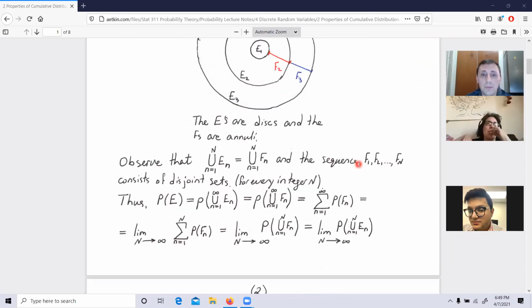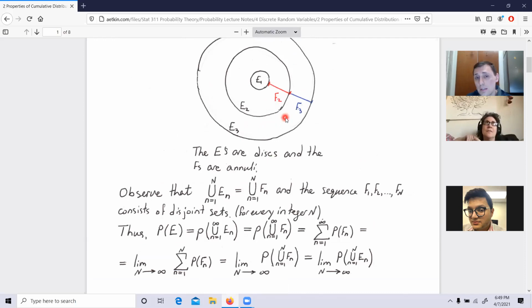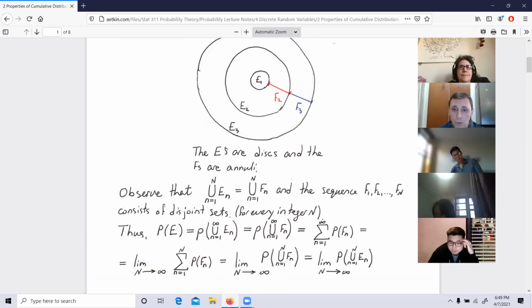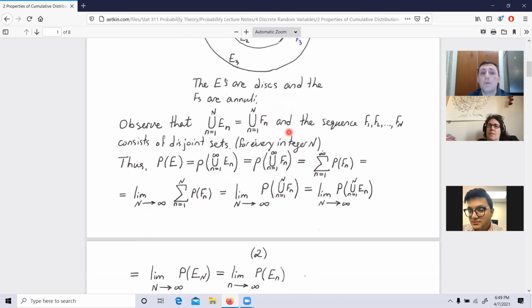And so this union is the same as the union of the F_n, and those are disjoint sets. You see, F1 is disjoint from F2, disjoint from F3, because those are those rings. Do you all see that? But it gives us the same thing. So what is the probability of E? The probability of E is the same as the probability of the union of the E_n, which is the same as the probability of the union of the F_n, but these are disjoint, so I can break it and make it into a summation.